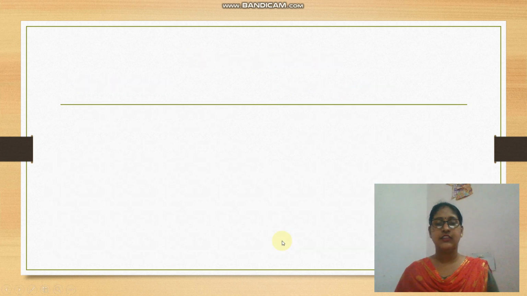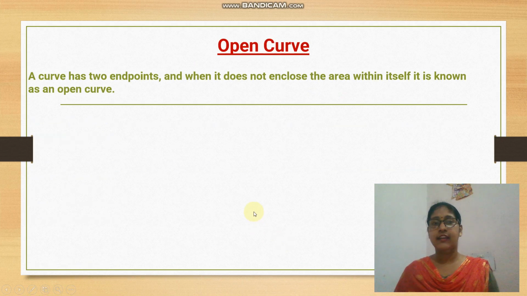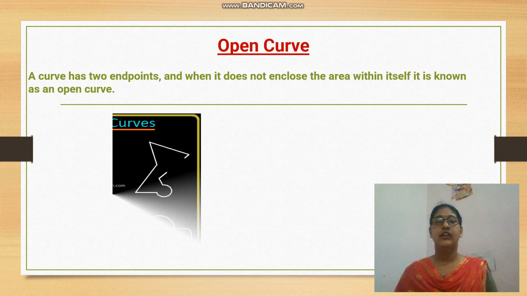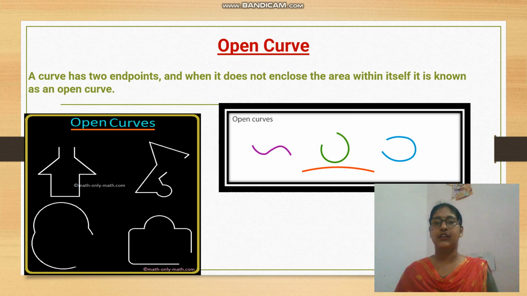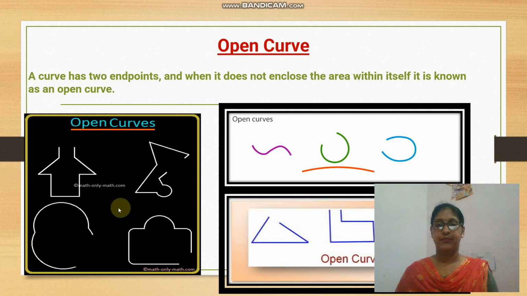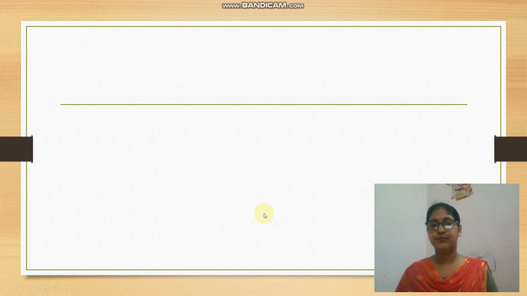Next, open curve. A curve that has two endpoints and does not enclose an area within itself is known as an open curve. So if the curve's starting point and ending point do not meet each other, then it is an open curve. For example, this figure shows an open curve made by a curved line, and this figure shows an open curve with a straight line. Open curves are also made by a combination of curved and straight lines.